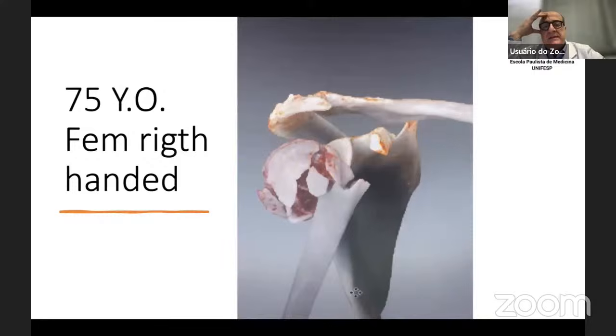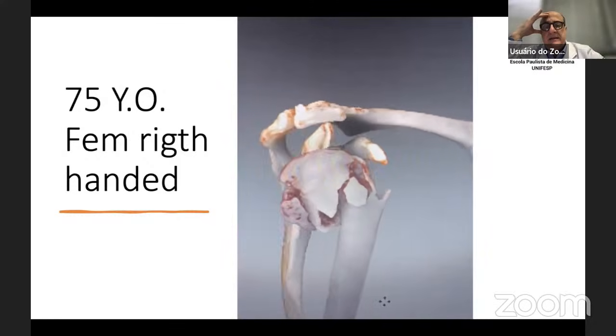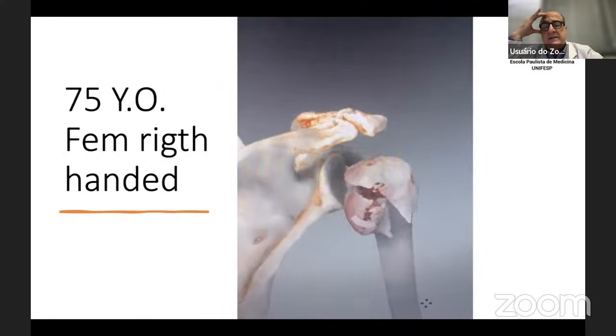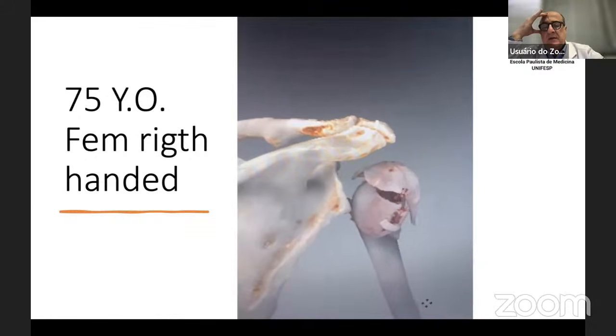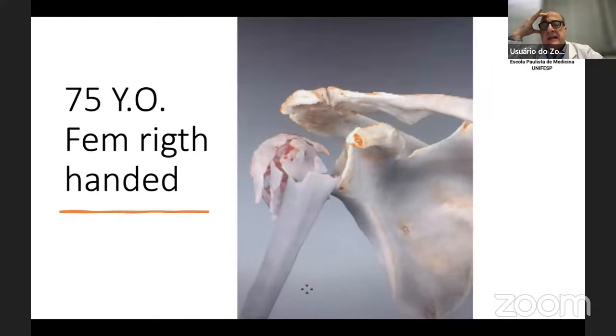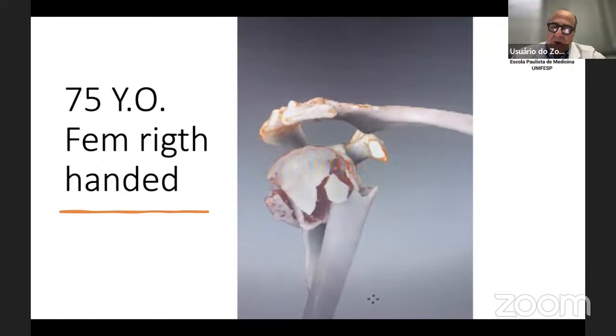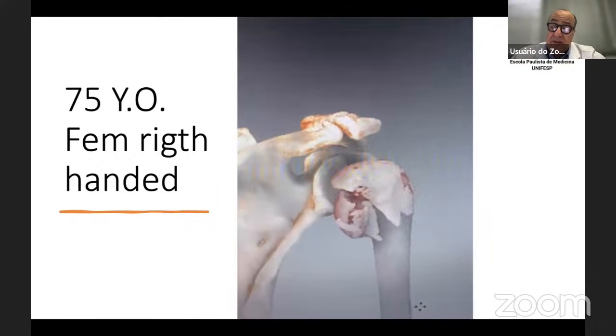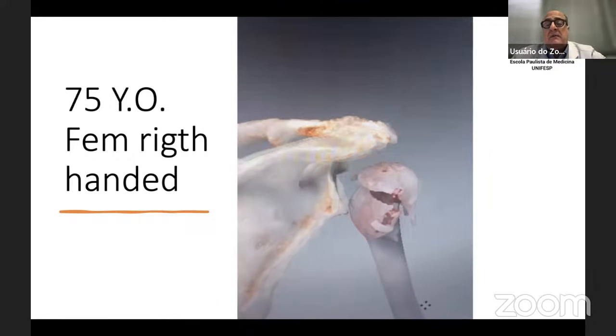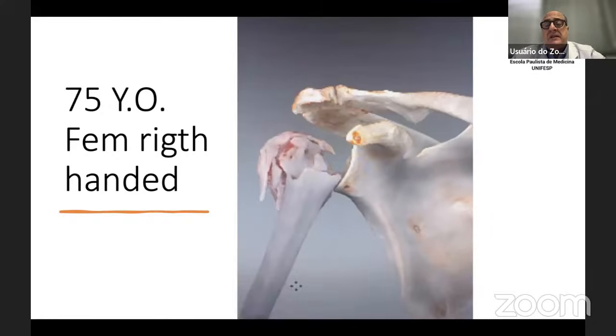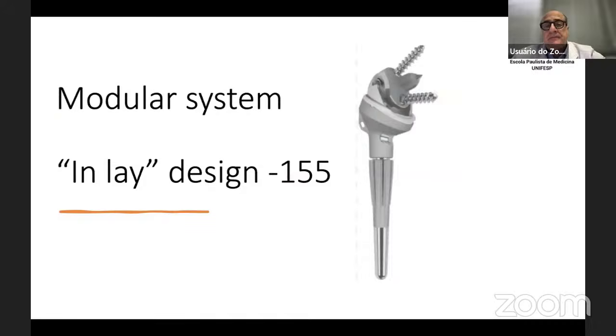I'm going to show you this case. This case is a lady with 75 years old, right-handed. She had a split head fracture, so we opted for a reconstruction with a reverse. And I'm going to show how I can use these measures during the surgery. I usually use this system. This is an inlay system with 145 degrees.